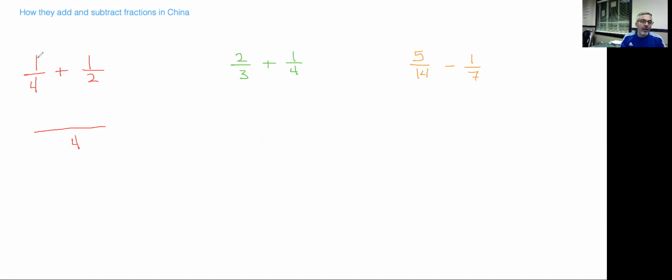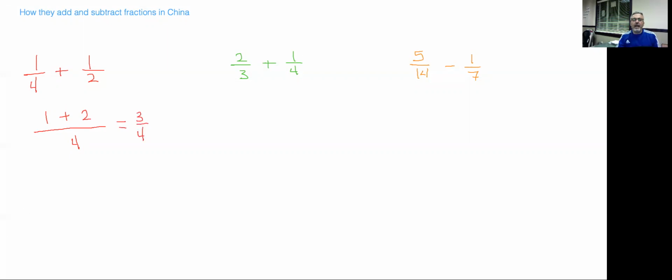Now we multiply 1 to the top, you get 1. Plus 4 divided by 2 gives you 2. Multiply the 2 and 1, you get 2. So therefore, the answer is 3/4.